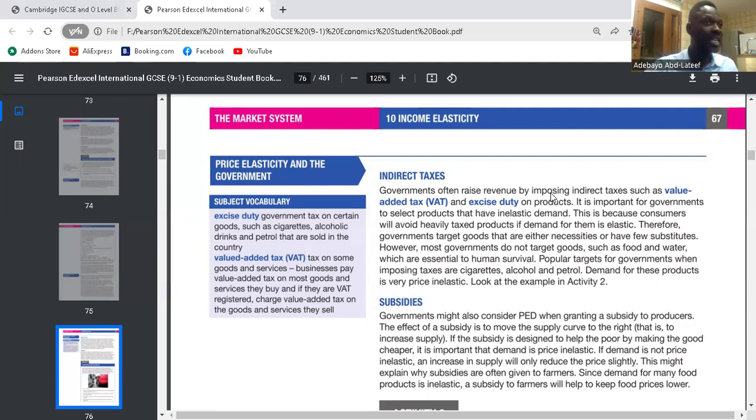If the product is price inelastic and it is not a necessity, government will charge taxes on it. Like cigarettes, alcohol, tobacco, petrol. If you have a car, you can't be poor and have a car. So no matter what the pump price of fuel is, those that have cars will still buy. So it is price inelastic. So for these goods, government could increase taxes.